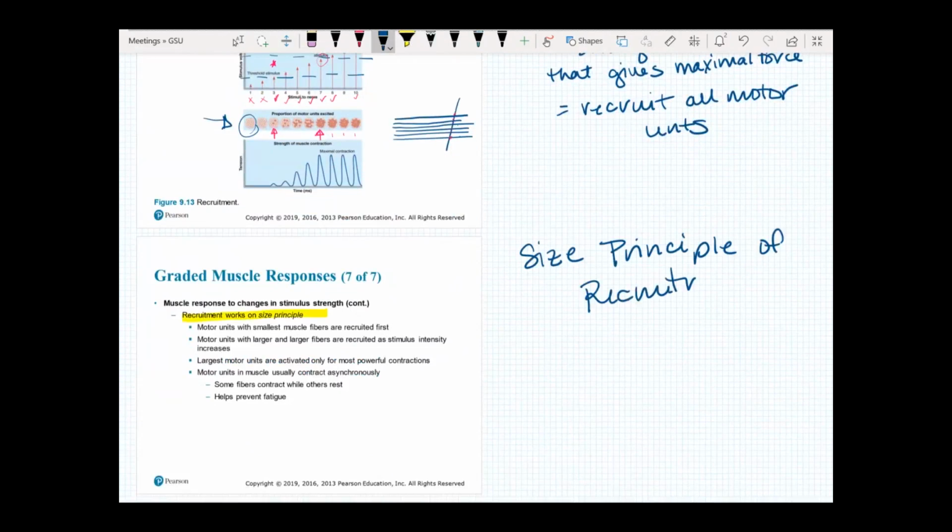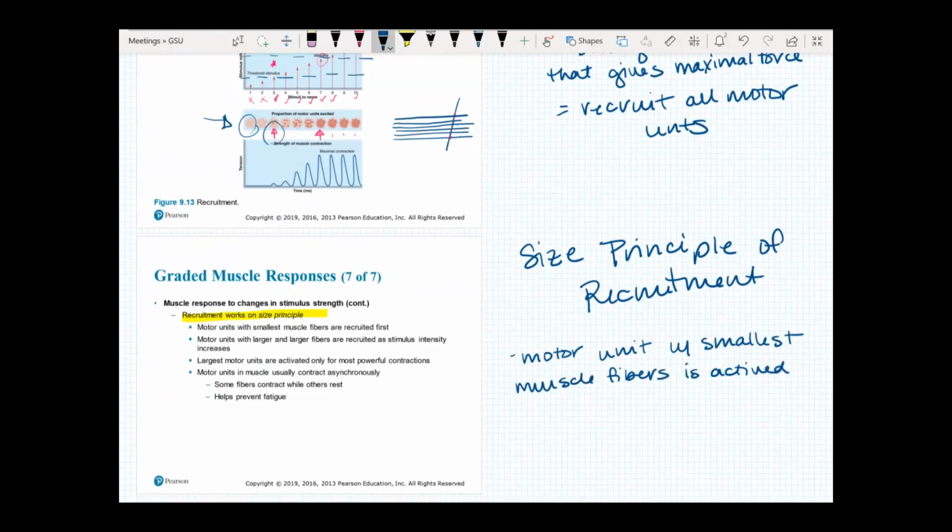the muscle fibers that you recruit first, the ones that we get here first, when you're recruiting these muscle fibers, the motor unit with the smallest fibers, so this is going to be a very skinny piece of hair, the motor unit with the smallest muscle fibers is activated first. So smallest goes first.